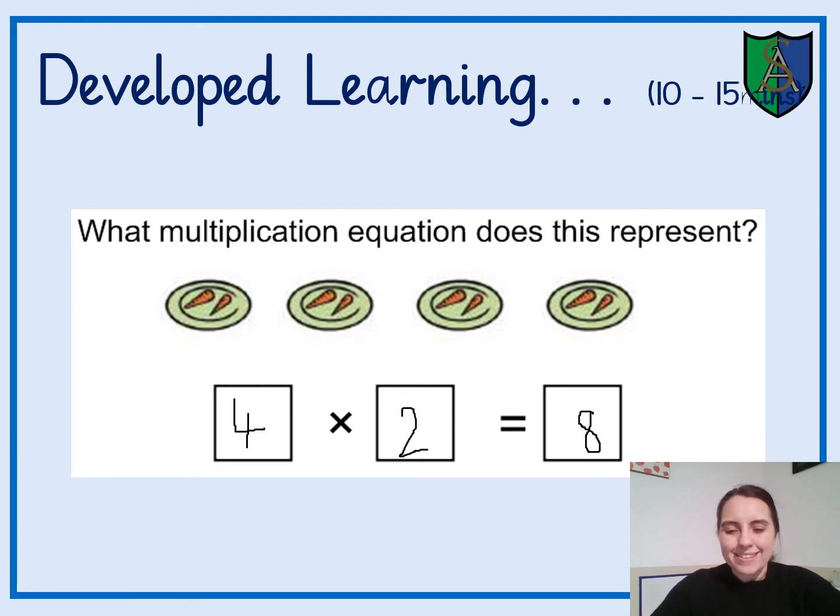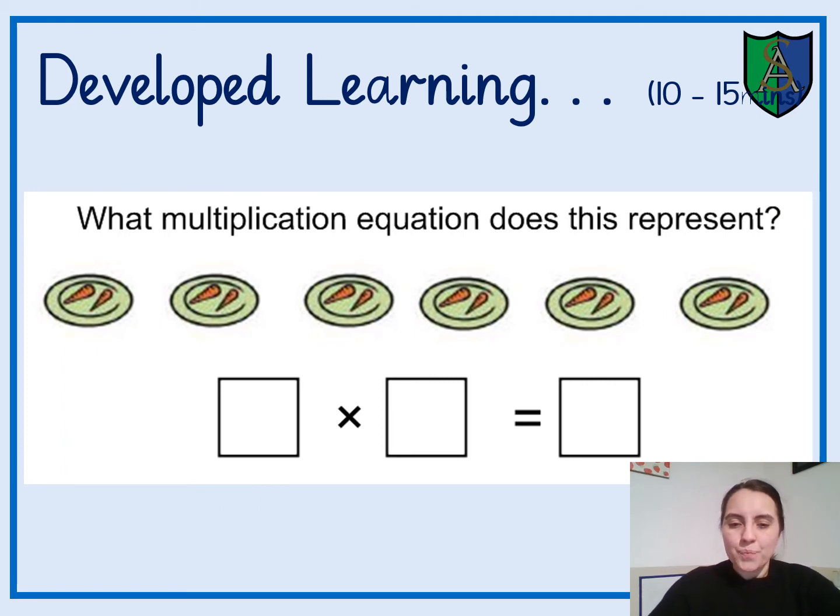Now we can take this even further because if we know that 4 times 2 is equal to 8, then we also know that 2 times 4 is also equal to 8 because we are smarties and we understand the idea of multiplication being commutative. Okay, let's move to the next one.